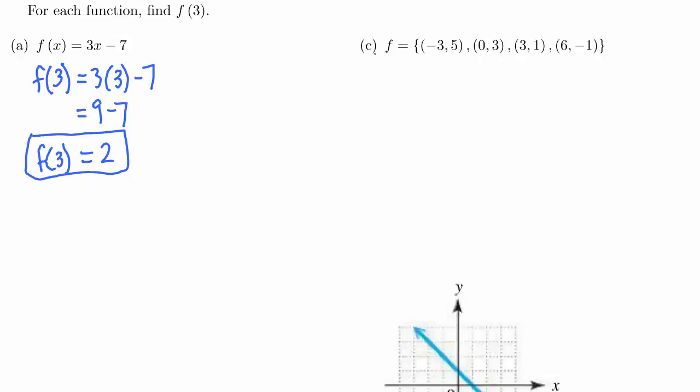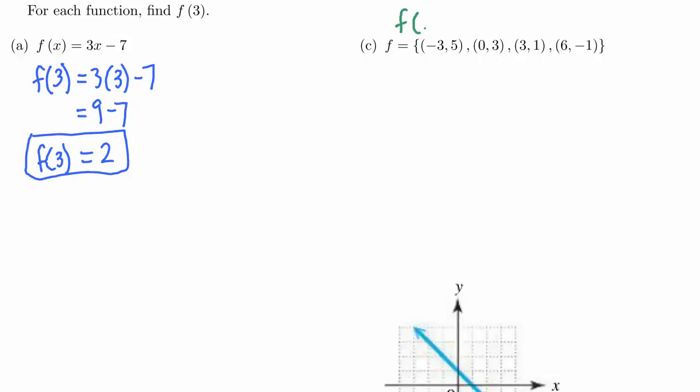Okay, I want to go ahead and look at C real quick. B and D are down at the bottom. I'll show those in a second. C is actually a function still because it's f equals the set of coordinates (negative 3, 5), (0, 3), (3, 1), and (6, negative 1).